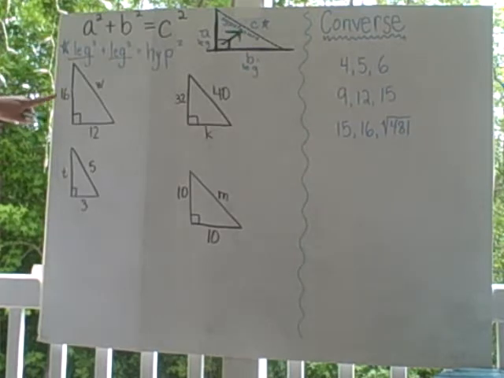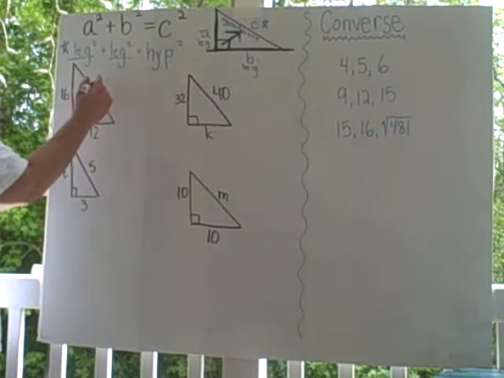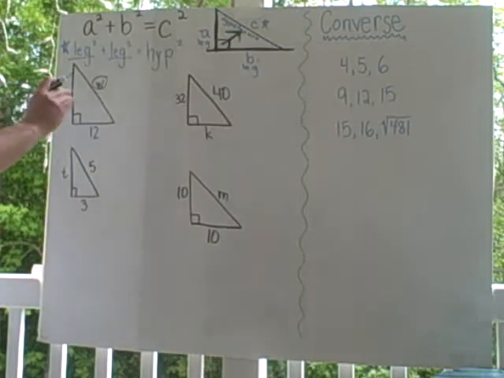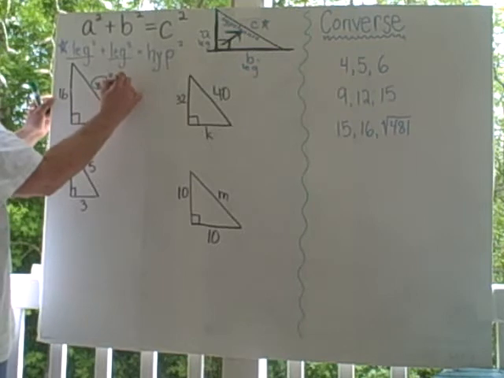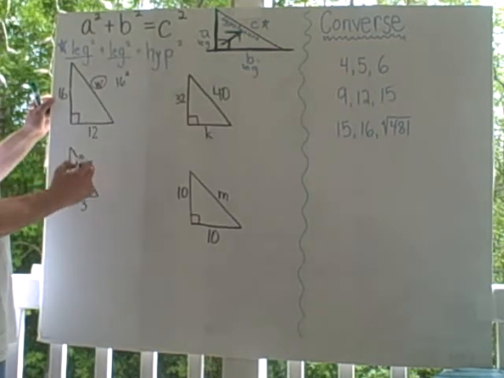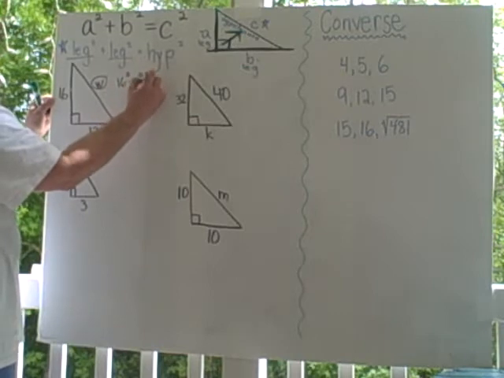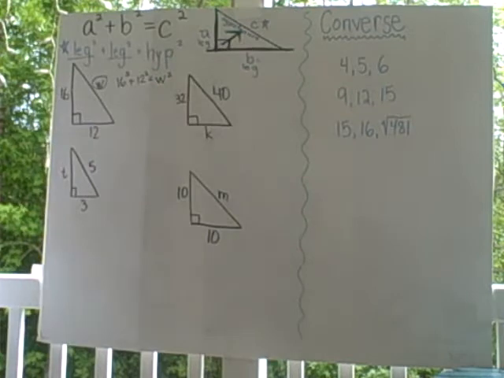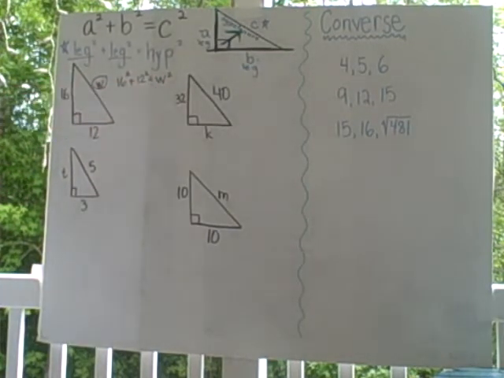So here we go. Here I have a leg, here I have another leg, and opposite my right angle is the letter W. That's my hypotenuse. So as I'm applying the Pythagorean theorem, it looks like this: 16 squared plus 12 squared equals W squared, remembering that the hypotenuse is always the one on the other side of the equal sign.